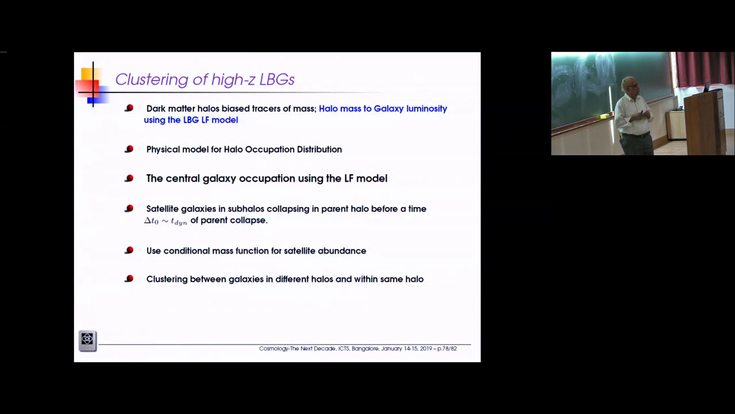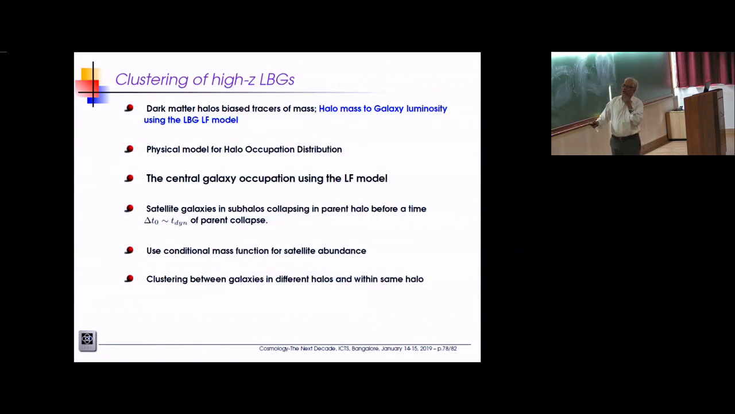That's also important. Since we have a calibrated model for the luminosity function, we have a calibrated prediction for the central galaxies: if it's a certain brightness, which halo it will be sitting in. You also need what people call the HOD, halo occupation distribution, of the satellite distribution.